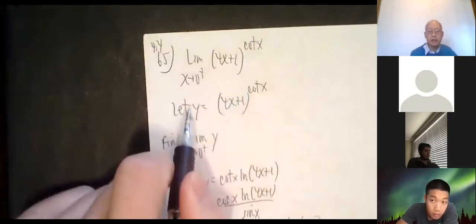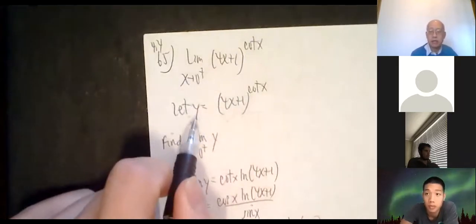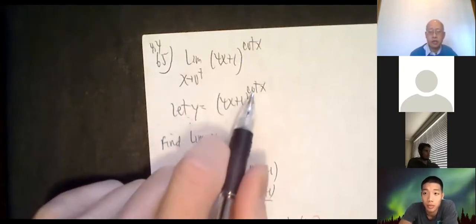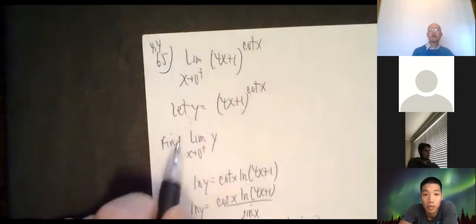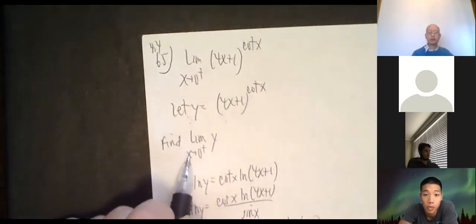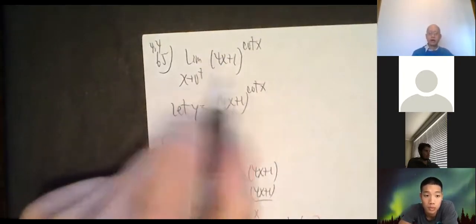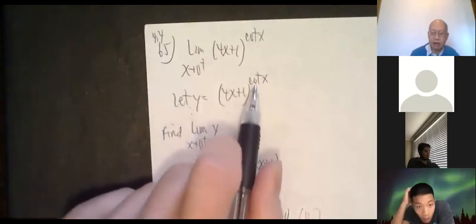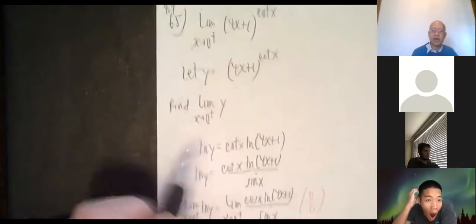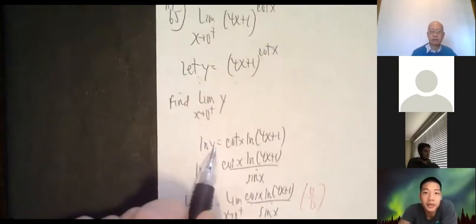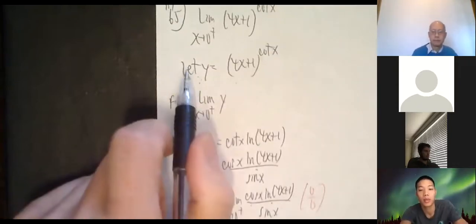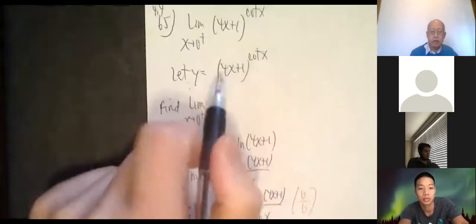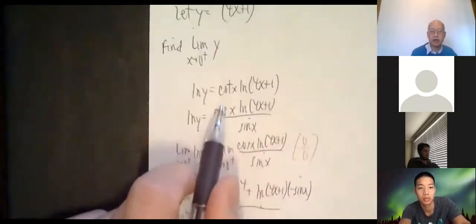All right, so same thing. These all work the same way. Let y be all that stuff. y equals 4x plus 1 to the cotangent of x. Okay, so ultimately, I want the limit as x approaches 0 from the right of just y. I don't like that cotangent up there, so how do I get it down? Take the natural log of both sides. ln here, ln here. Once I have the ln, cotangent comes down in front.